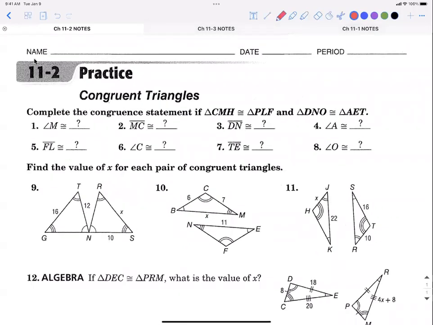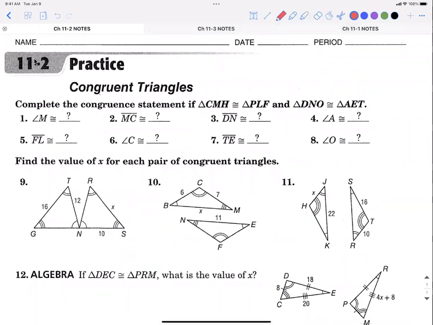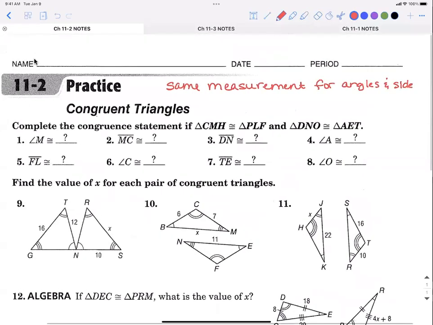And just as a definition here for what congruent triangles are, it means same measurement for angles and sides. So for them to be considered congruent triangles, all the angles have to be congruent and all the sides have to be congruent. Okay.